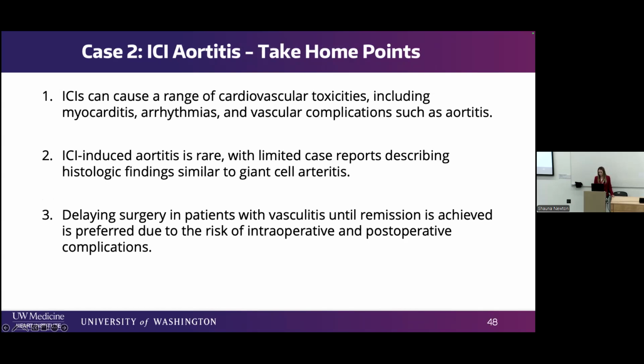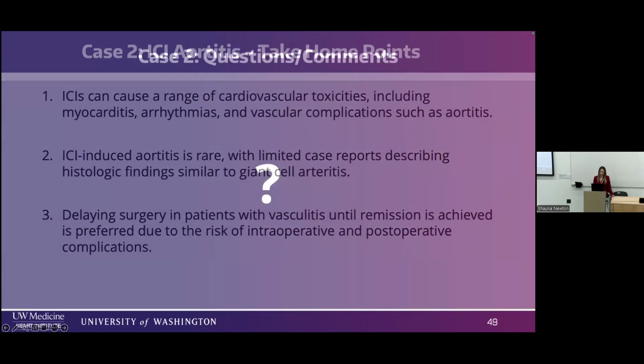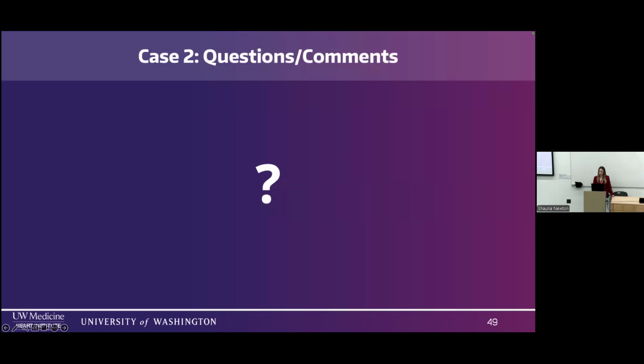Take-home points for ICI aortitis: it can cause a range of cardiovascular toxicities, including myocarditis, arrhythmias, and vascular complications such as aortitis. ICI-induced aortitis is rare, with limited case reports describing histologic features similar to giant cell arteritis. Delaying surgery in patients with vasculitis until remission is achieved is preferred due to the risk of intraoperative and postoperative complications. Any questions or comments?